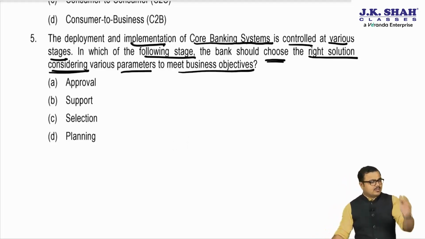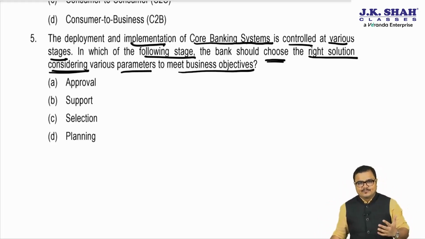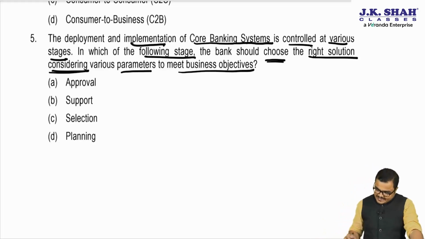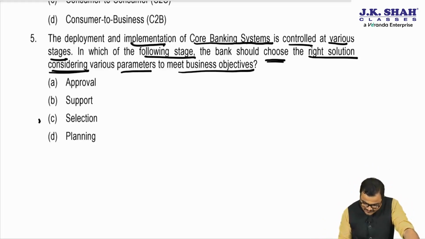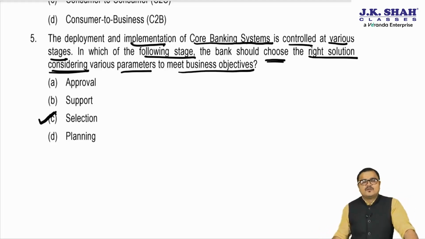Now, I hope you remember that first and foremost thing that we are supposed to do is planning. Second, it is very important to take the approval from the board of directors. And third one is the selection. So selection is exactly the activity where we decide which technology we should first of all acquire as well as deploy. Deploy means install. I hope you got it.